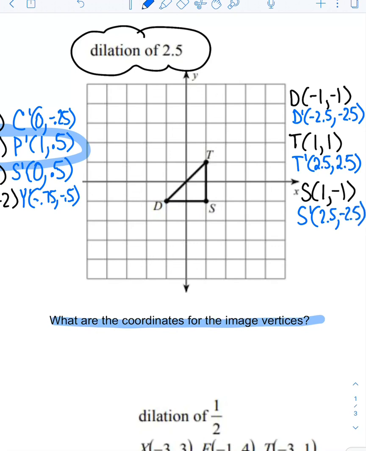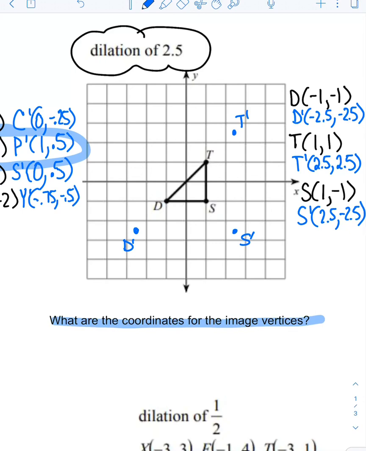I'm just going to graph this so you can see what it would look like. You don't have to do this on your paper, or you could do a rough sketch of a smaller one and then a bigger one. That would be good. So left 2.5, down 2.5 would be about here for D prime. T prime would be to the right 2.5, up 2.5. And then S prime would be to the right 2.5, down 2.5.